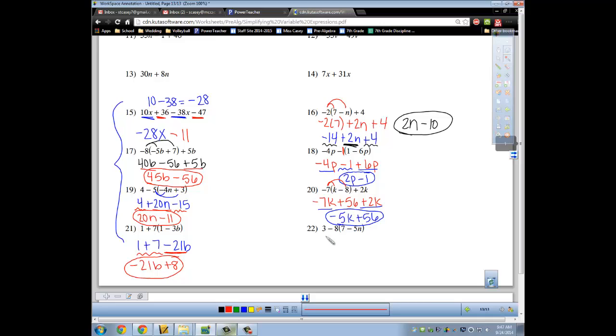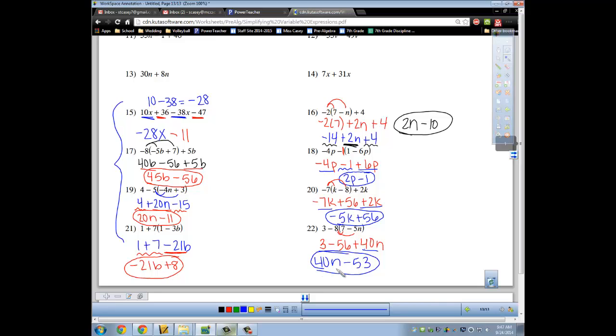Number 22, bring down my 3. Negative 8 times 7 is a negative 56. Negative 8 times negative 5 is a positive 40n. This is the only n, so bring it down. And 3 minus 56 is negative 53.